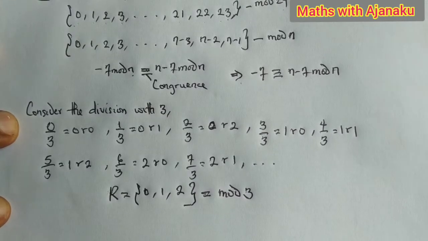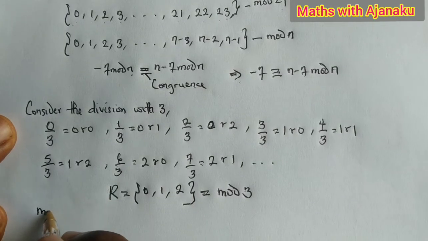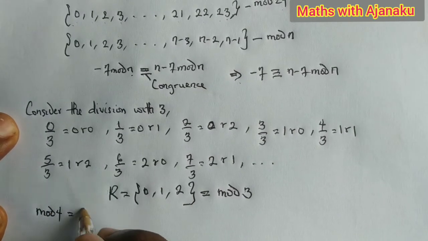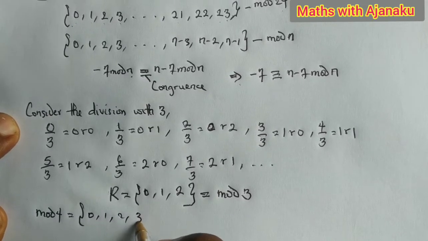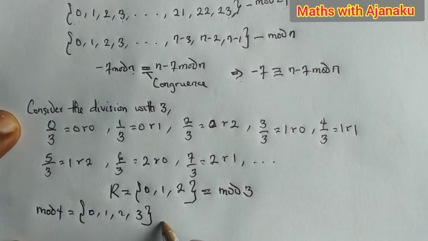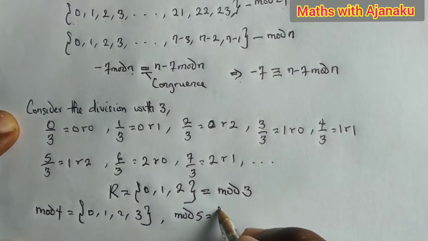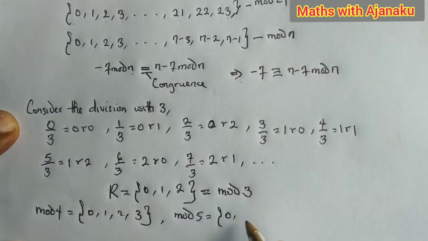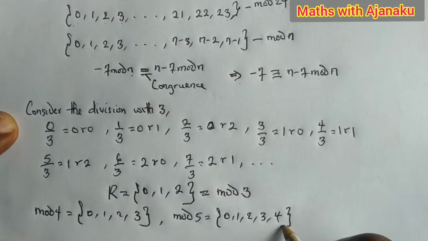which implies that had we divided by 4, then we would have gotten a modulo 4 element, which is 0, 1, 2, 3, a number before the modulo. Then that of modulo 5 is equal to 0, 1, 2, 3, 4.